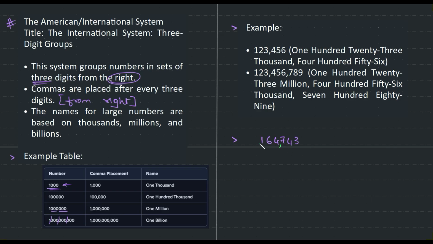Now, what if I had one more number after this? Say 2. As I mentioned, after the second comma, whatever is there is read as million. So 12,164,743, as simple as that. Another example over here. So first comma, second comma. After the second comma, we have 1, 2, 3. So this comes under million. 123,456,789, as simple as that.